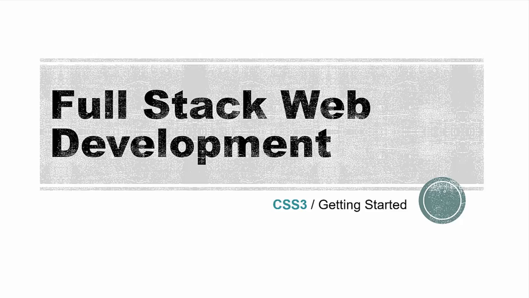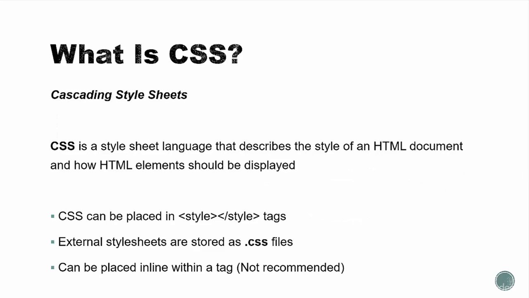Alright, so now we're going to start digging into both basic CSS and CSS3. CSS stands for Cascading Style Sheets, which is a style sheet language that describes the style of an HTML document and how HTML elements should be displayed. So this includes many different aspects of design such as color, layout, and fonts. CSS is completely independent of HTML and it can be used with any XML-based markup language.